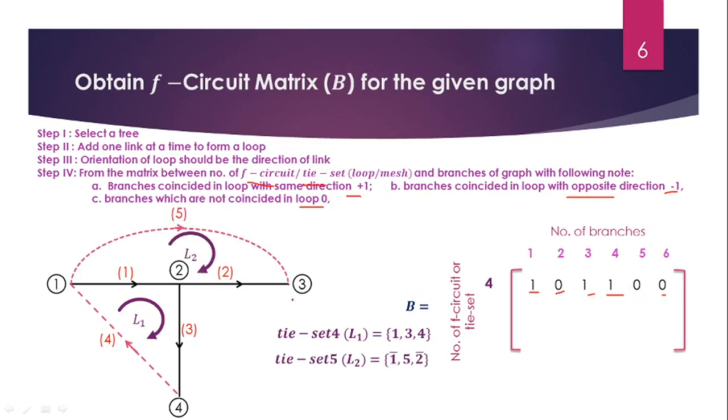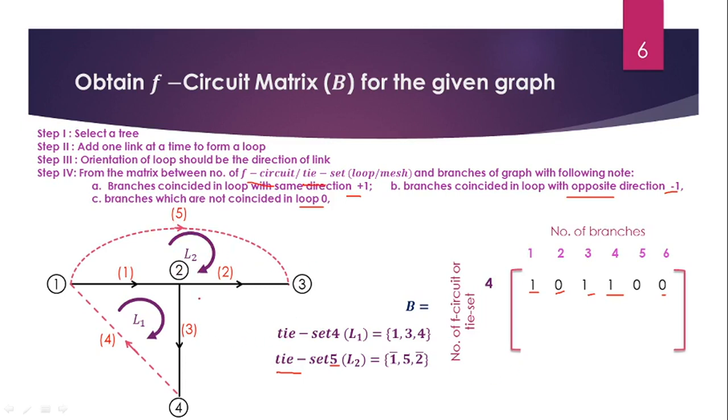When we add another link, link 5, it will form another loop L2. So how can we write the set of branches for L2? The tie set here is 5, because of link 5, and it forms loop L2. What branches coincide? 1, 5 and 2. Depending on their direction, as the direction of the loop should be the direction of the link, we take the element value as either plus 1, minus 1 or 0.